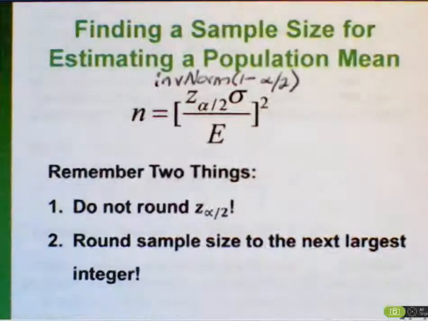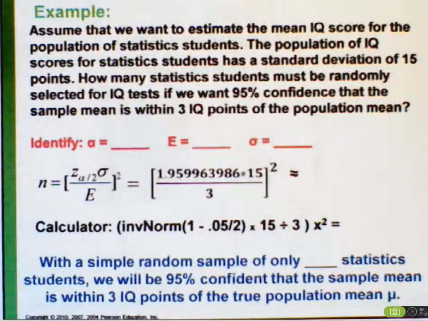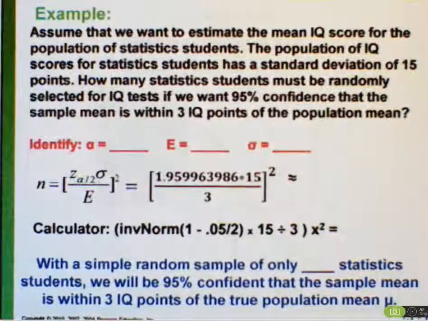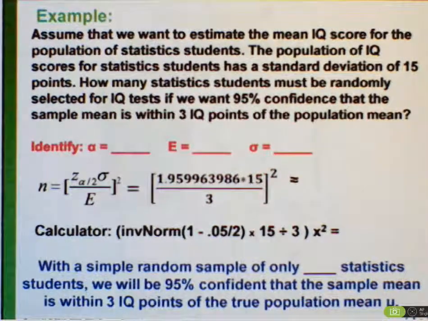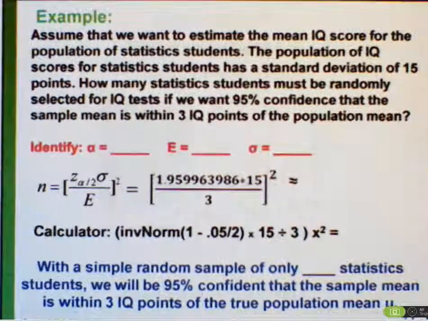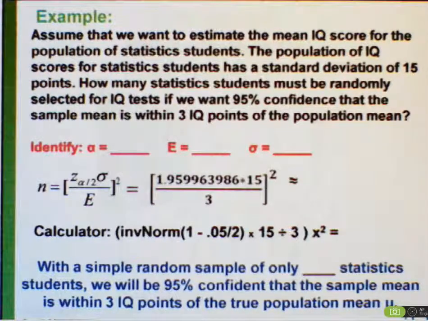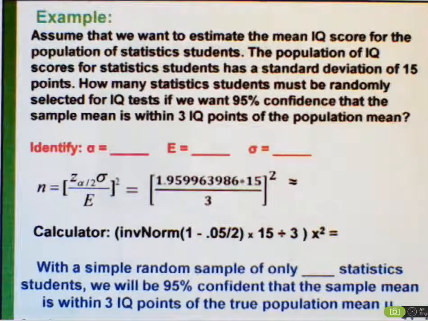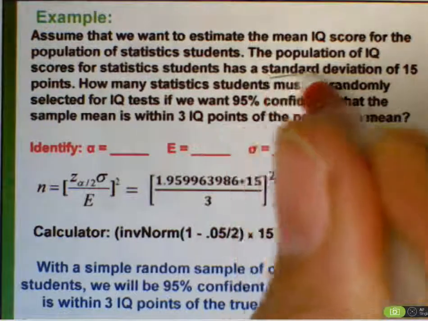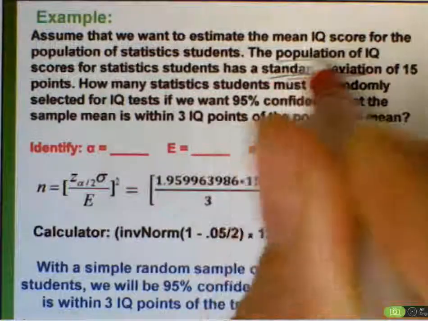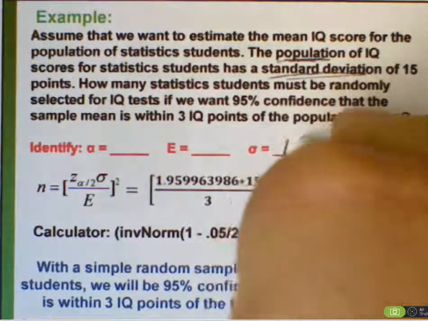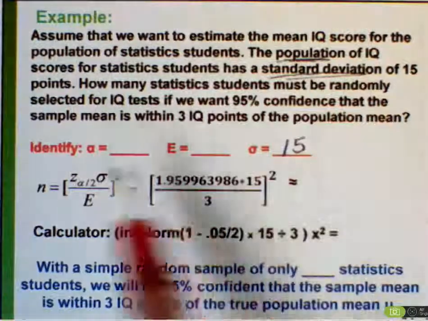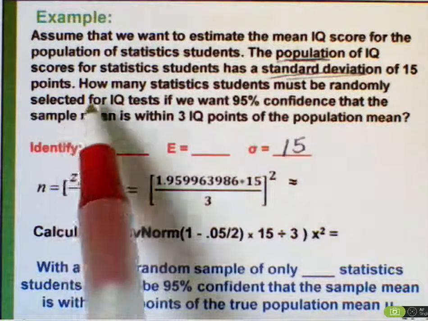Let's look at an example. Assume we want to estimate the mean IQ score for the population of statistics students. The population of IQ scores for statistics students has a standard deviation of 15 points. That's the standard deviation for the population, so that is sigma. How many students must be randomly selected?